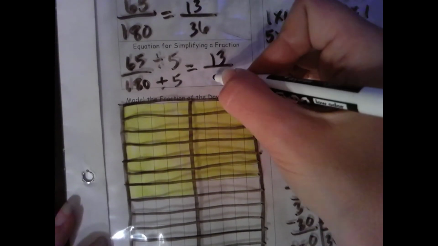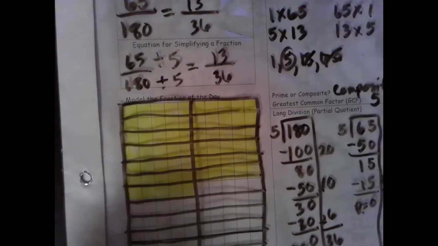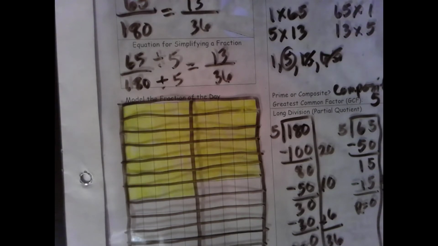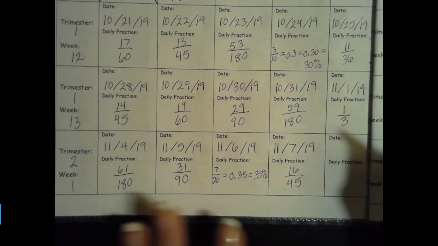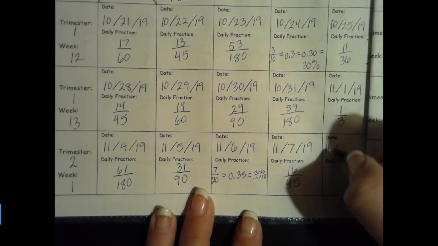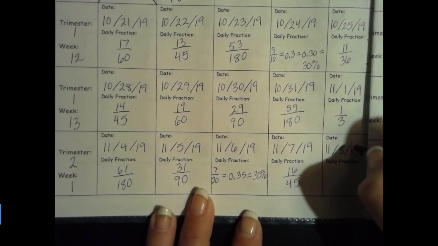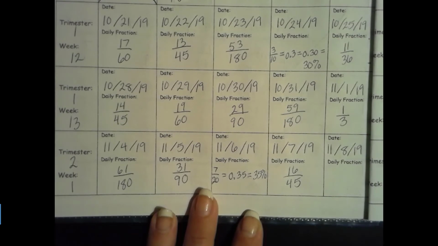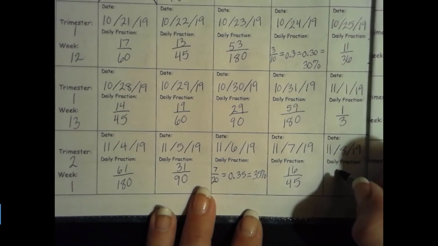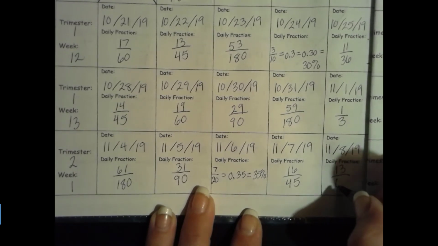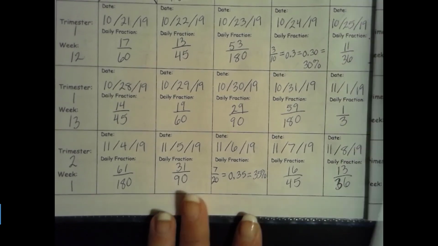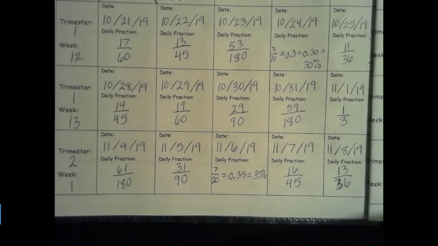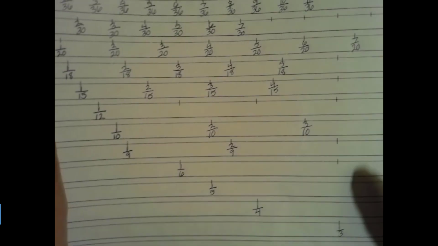So our numerator is definitely 13, and our denominator is definitely 36. All right, let's go ahead and fill in our data collection page. Okay, trimester 2, week 1. Today is 11/8/19, and our fraction for today is 13/36. We did groups of 5.